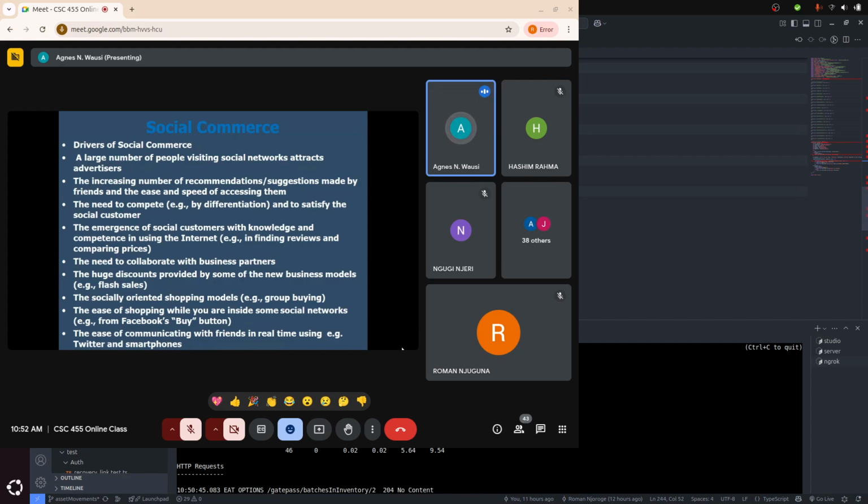That becomes a driver, because your customers already have the literacy skills on how to use platforms, on how to search and things like that. Of course, they need to collaborate. We know that collaboration is important. There are also new business models that emerge.